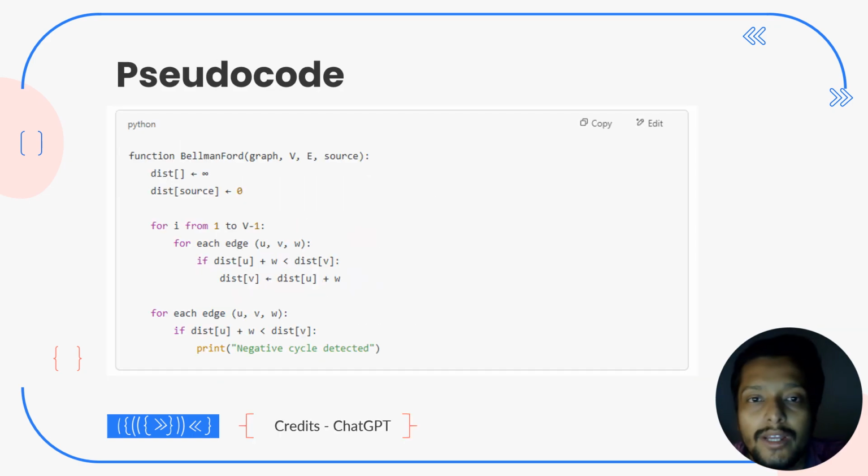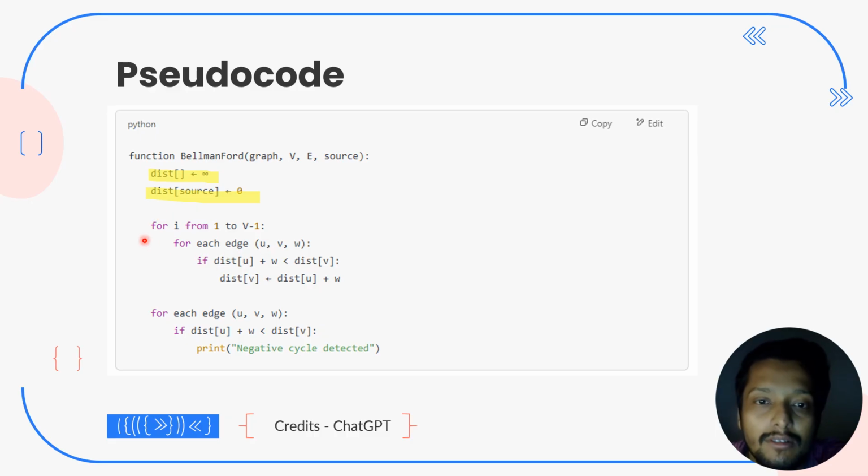Let's look at the pseudocode in Python. The pseudocode is again very simple. You initialize all the distances to infinity, and then initialize the source distance to 0. Then, like I said, if there are V vertices in the system, you have to run this operation V minus 1 times, because we can relax on the basis of every node, so on the basis of every other node.